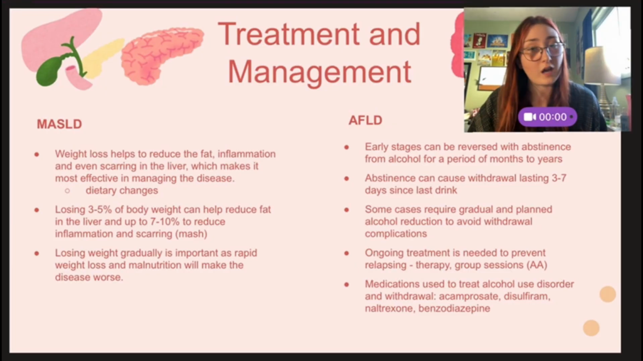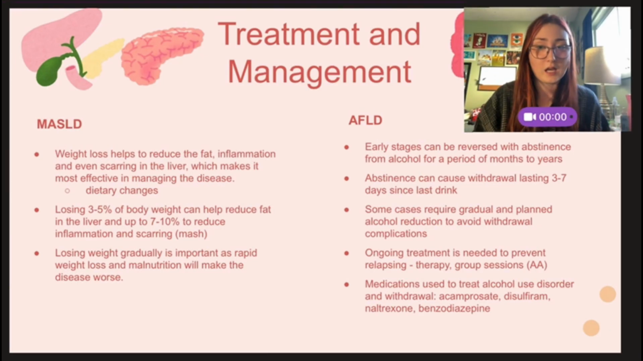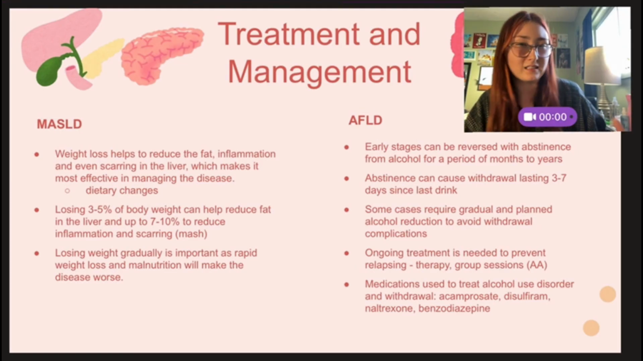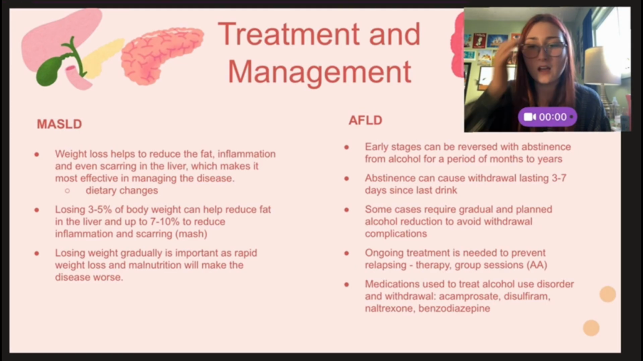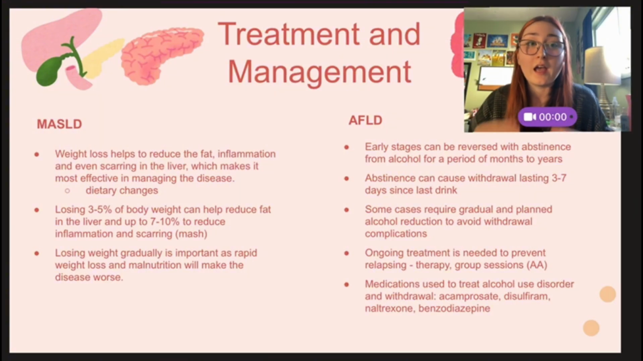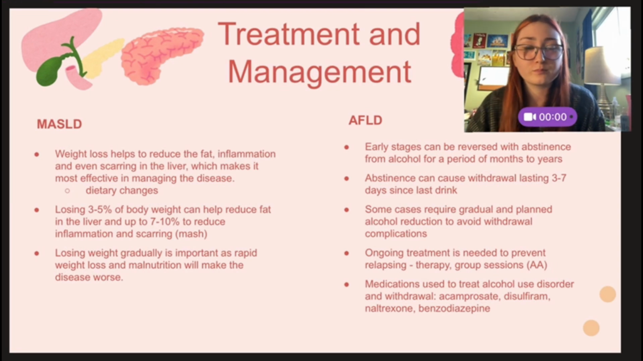Losing 3 to 5% of body weight will help reduce the fat in the liver, and up to 7 to 10% helps reduce the inflammation and the scarring and the more MASH stages of the disease. It's also important that you lose weight gradually while maintaining proper nutrition, or it will make the disease worse.